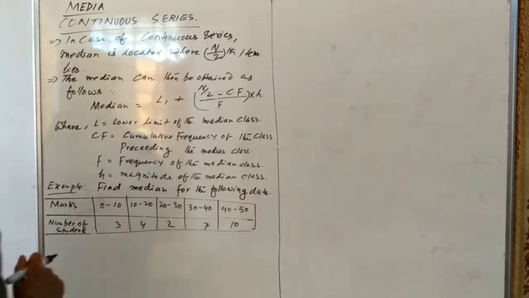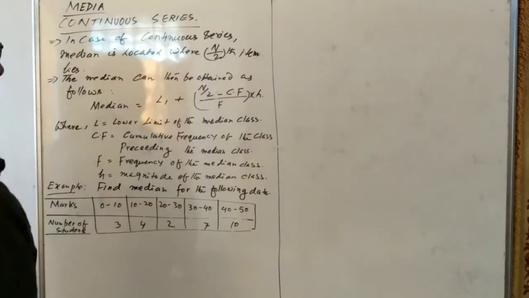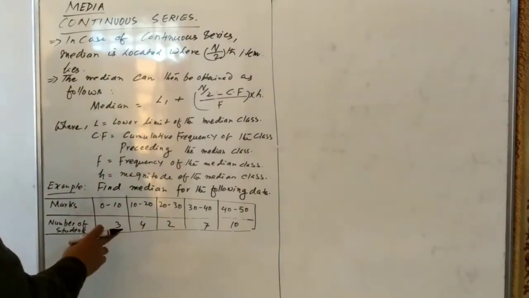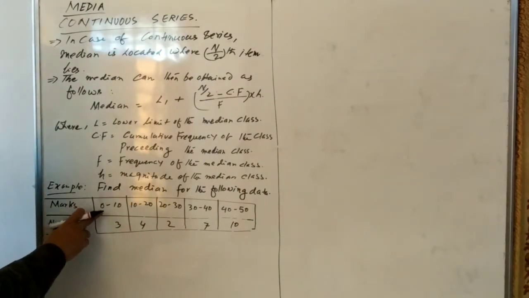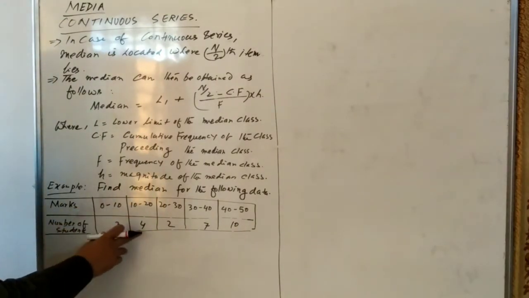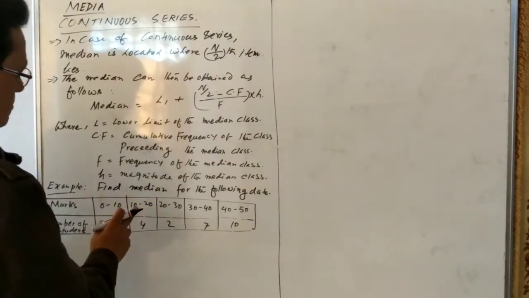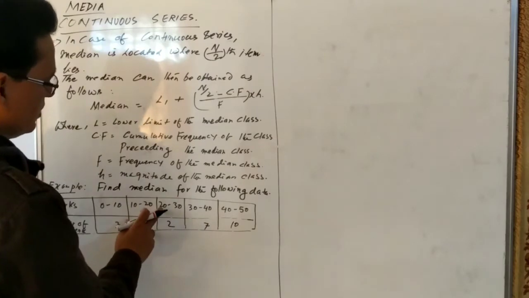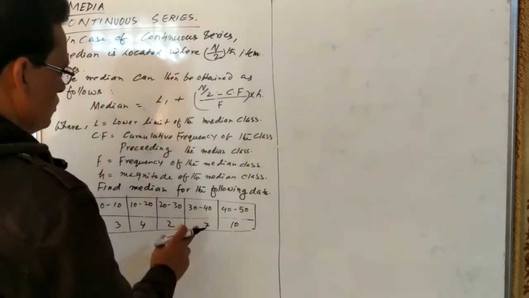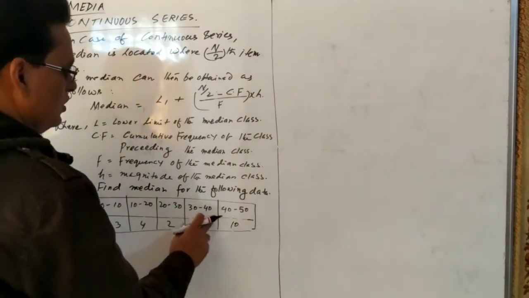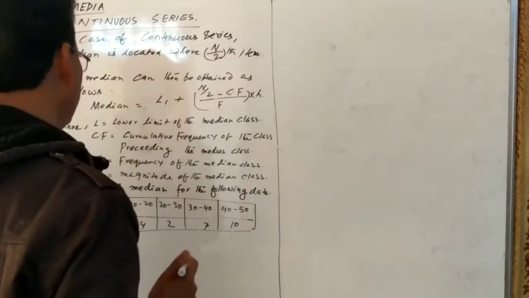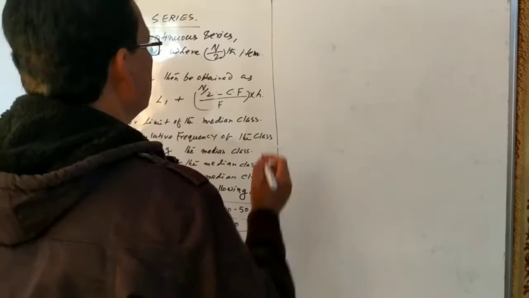One question I have taken: find the median for the following data. Here marks are given. 3 students have got marks 0 to 10, 4 students have got marks between 10 to 20, 2 students between 20 to 30, 7 students between 30 to 40, and 10 students between 40 to 50. And we have to compute the median.